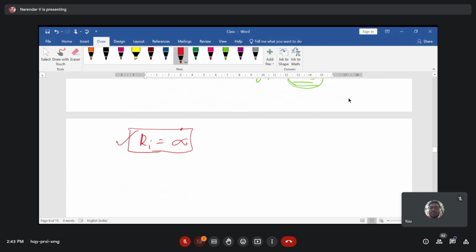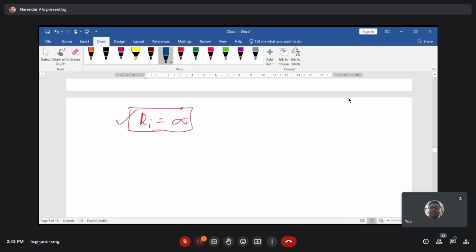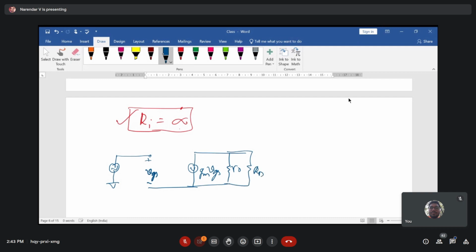If you draw the small signal model again, this is the small signal that you are applying. This is VGS, the source terminal, GM times VGS, this is R naught, RD, and this is your V out. Now we are trying to estimate the value of R out.